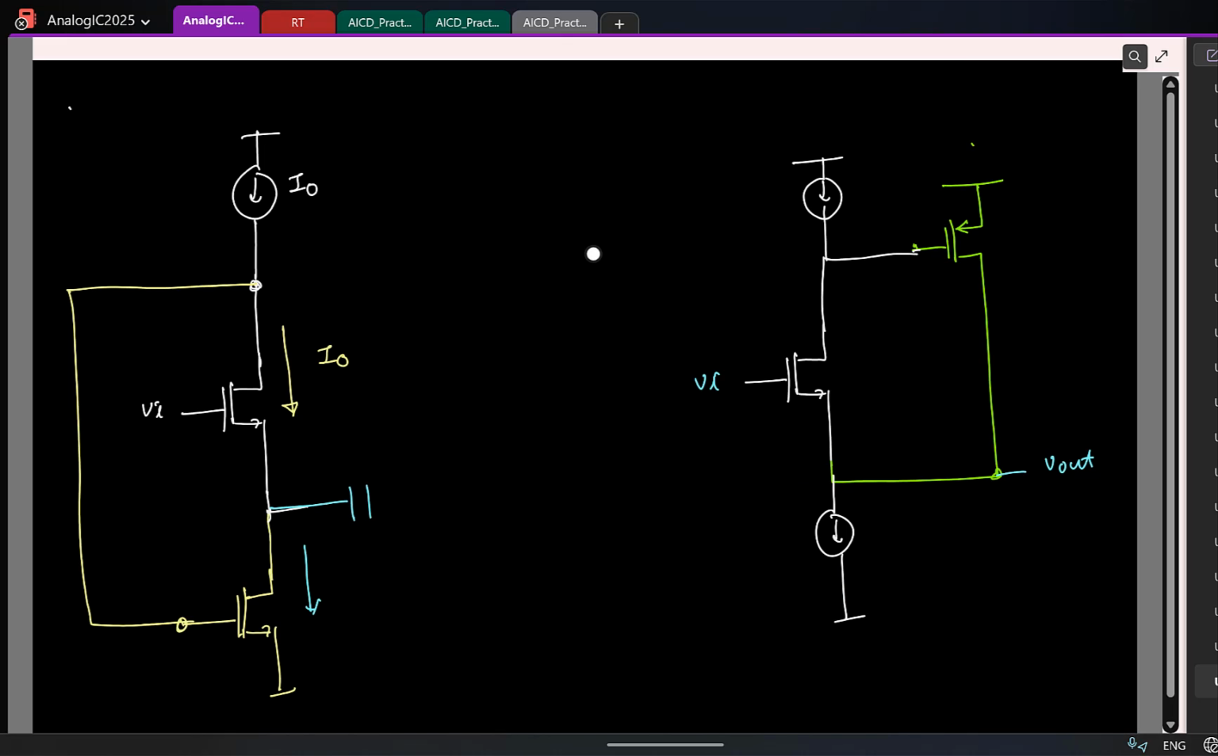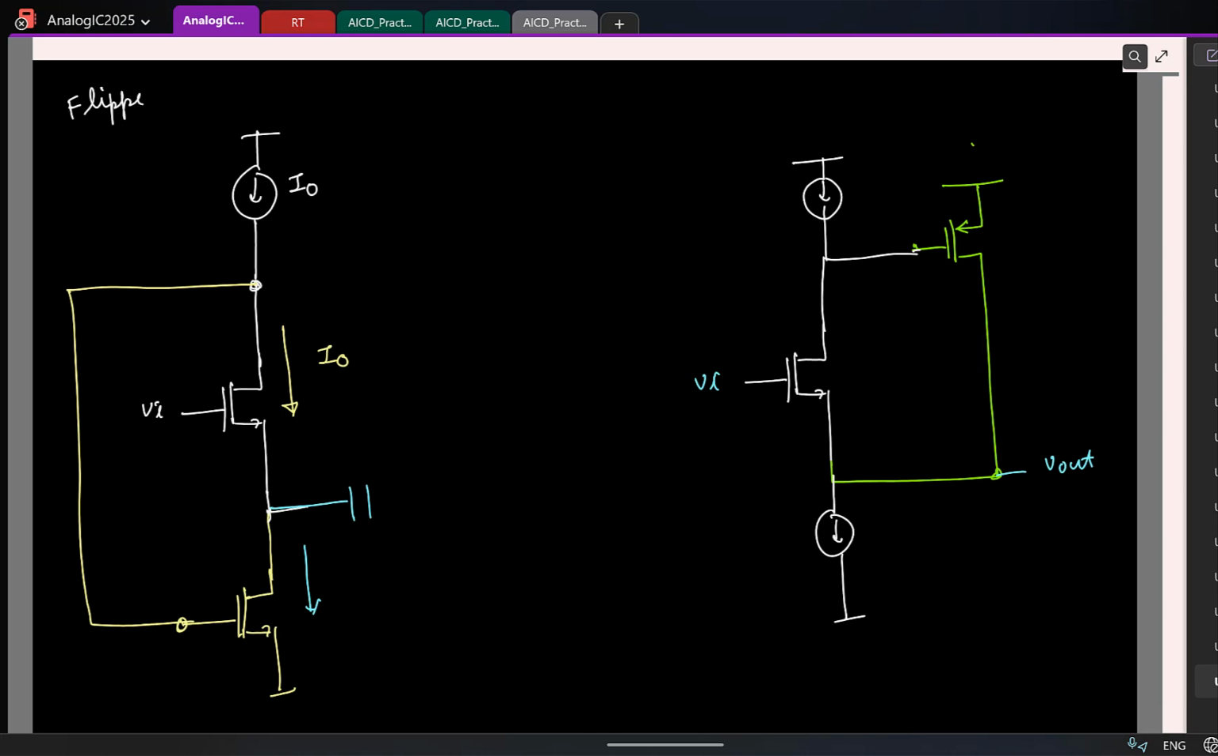Yeah, so this fellow is called the flip voltage follower.